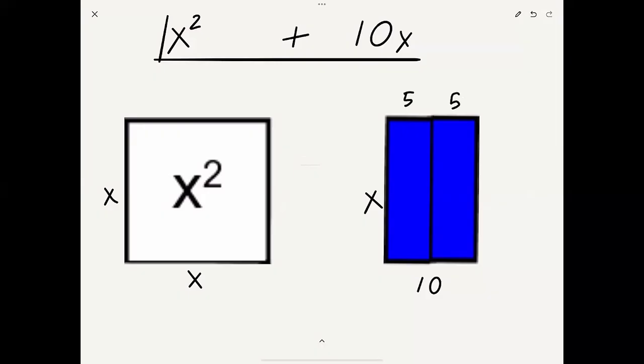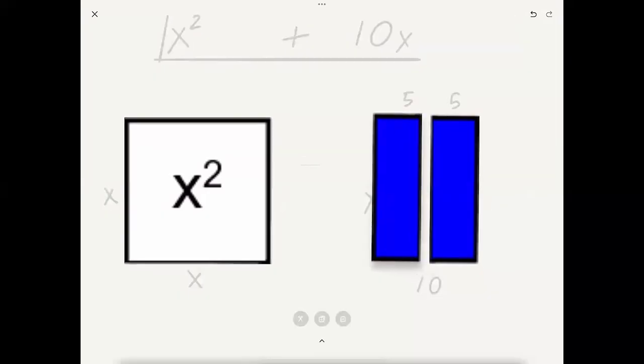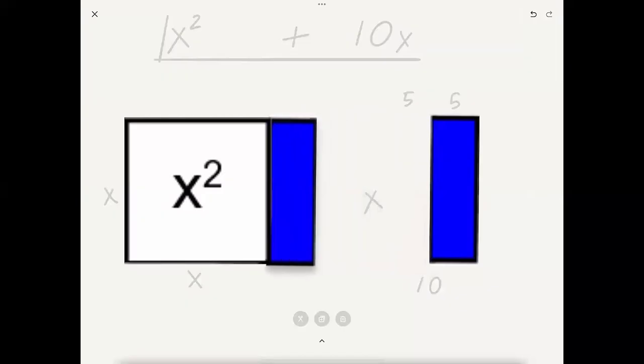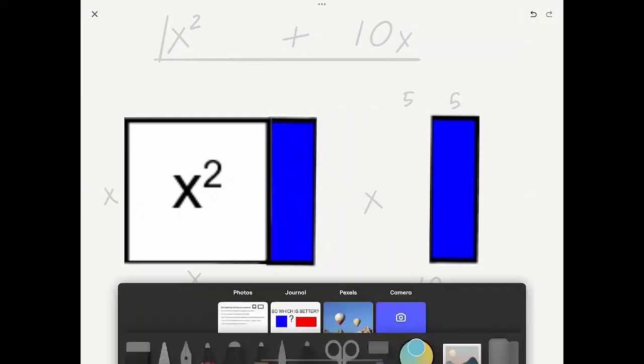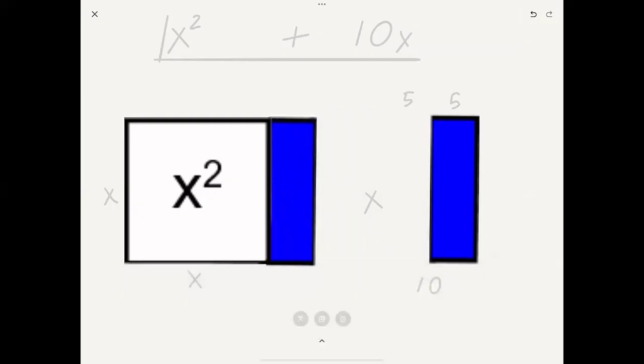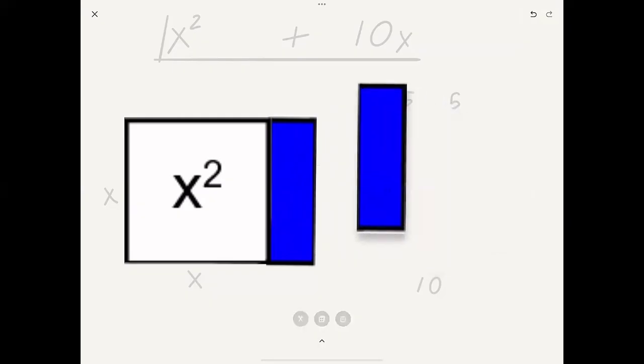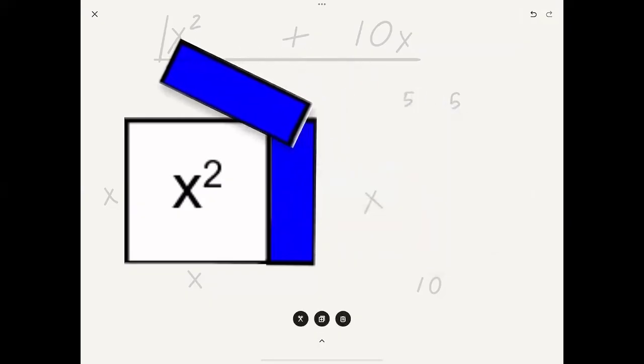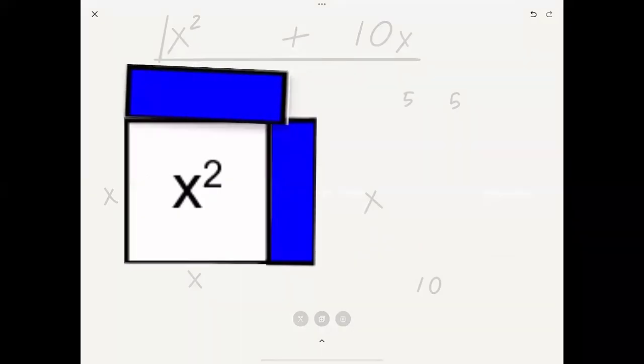And what we're going to do is take this half of it and put it right here on the edge of the square, right? And then we're going to take the other half, if I can get it to, and move it up here. Now we've got to flip it, right? But it's going to be right here, okay?